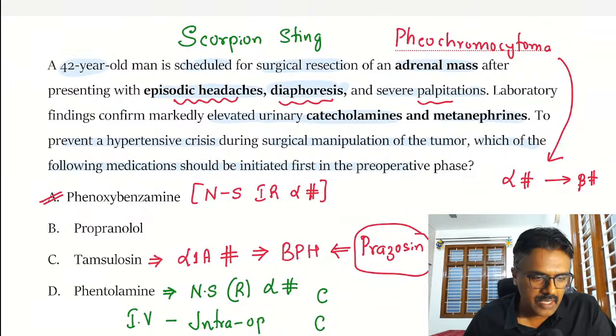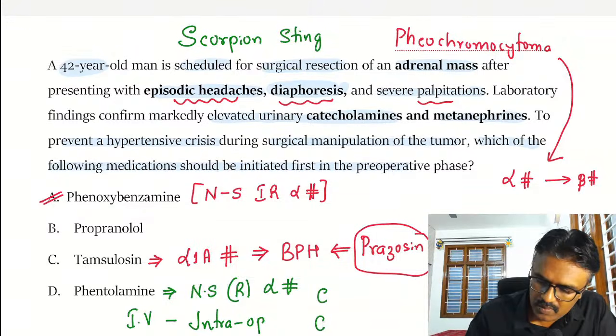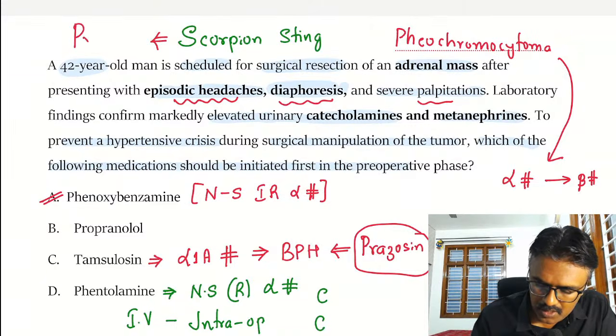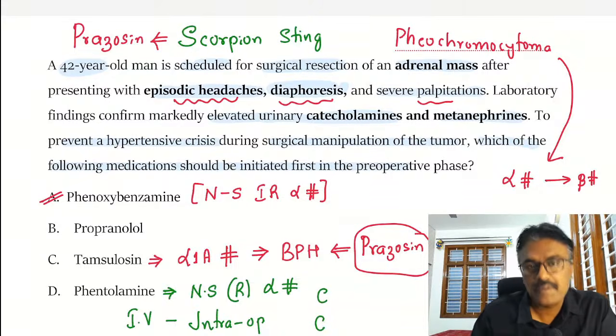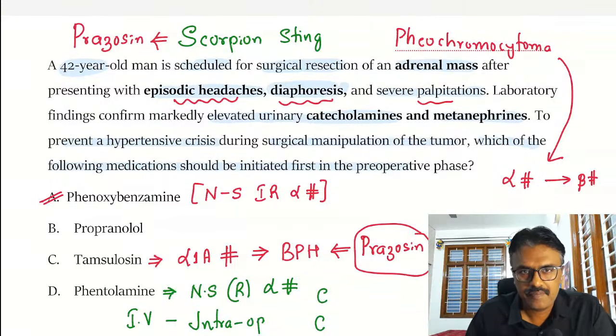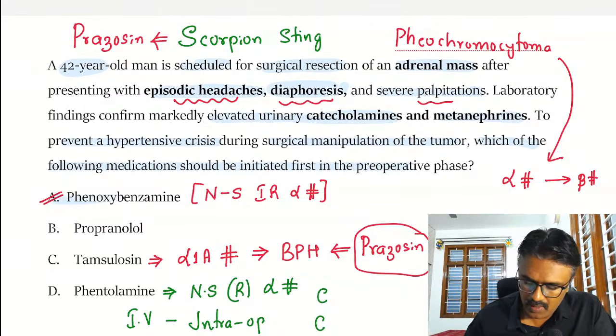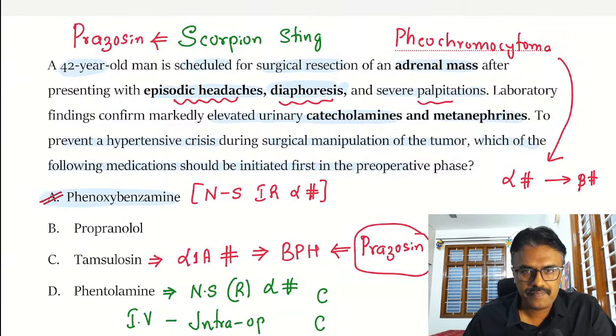Yes, Sai Krishna, you are right. The drug of choice for scorpion sting, which is a pediatric question, the answer is prazosin, which comes as a syrup, so we can give it. So the answer for this first question is phenoxybenzamine, which is a repeatedly asked question.